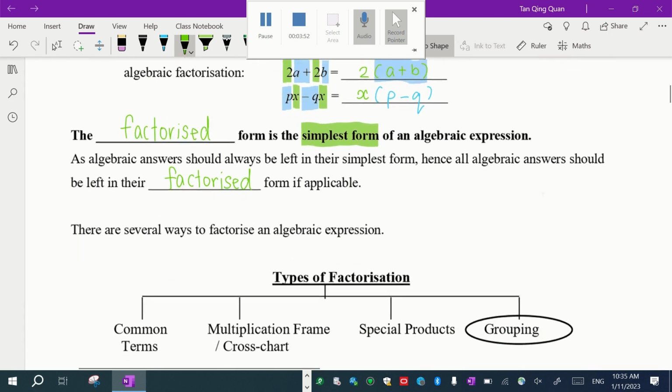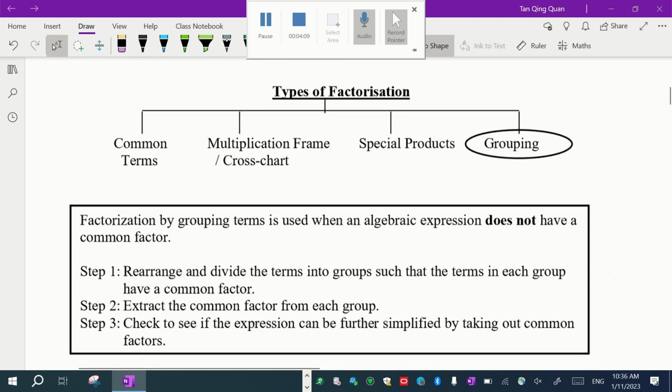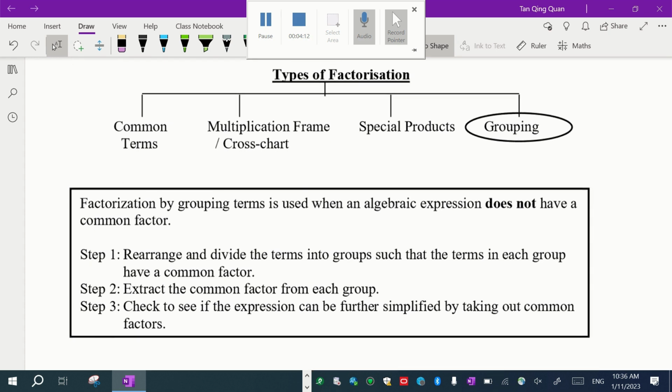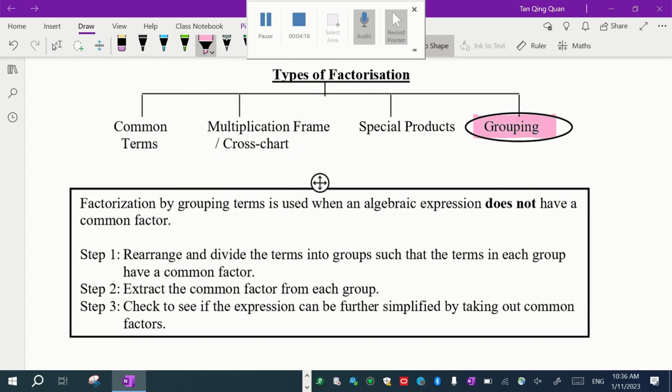And there are many ways that we could factorize an algebraic expression. We have previously learned how to factorize by taking out common terms, common factors, multiplication frame or cross chart, and by special product. Today will be more of grouping. And for grouping, we follow the following 3 steps. This is step 1, 2, and 3.